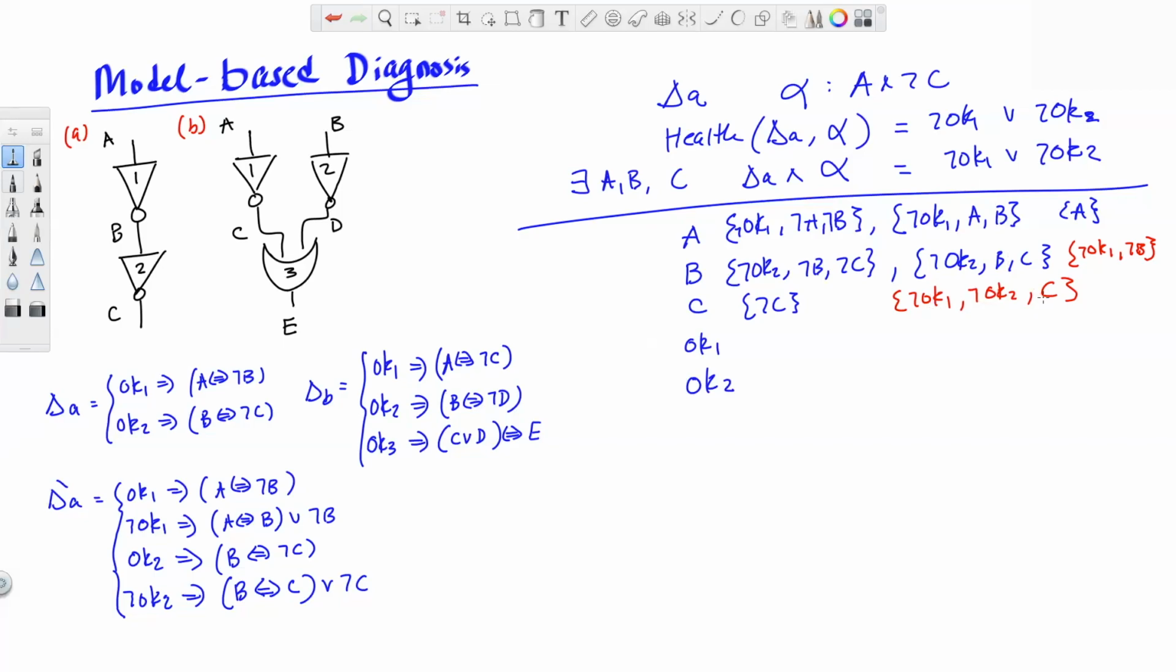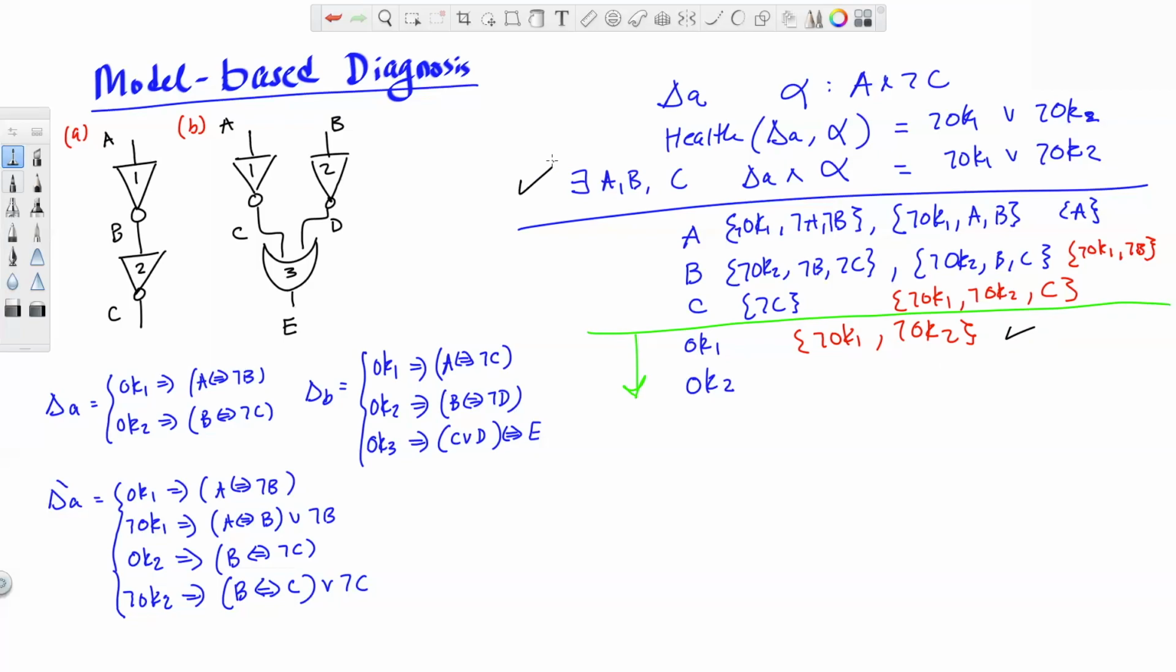Then you move to this bucket and you resolve over C. And what do you get? You get not OK1, not OK2. All right, and we're done. So what happened here? We went and did directed resolution, and we projected on these two variables here. And that basically gave me this guy. And that is exactly this guy. Okay. So what we did is simply projected on the health variables.